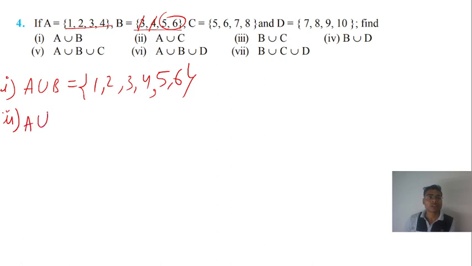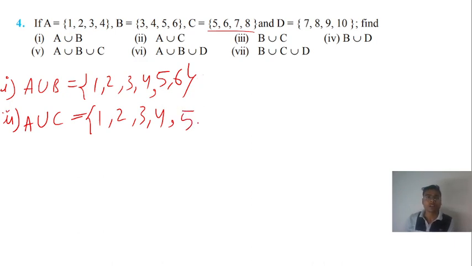Then we will have to find A union C. To find A union C, you again write all the elements of A, 1, 2, 3, 4, and then you write all the elements of C. Since none of the elements is common, you will have to write all the elements of set C, 5, 6, 7, 8. We did the second part. Now we will do the third part.